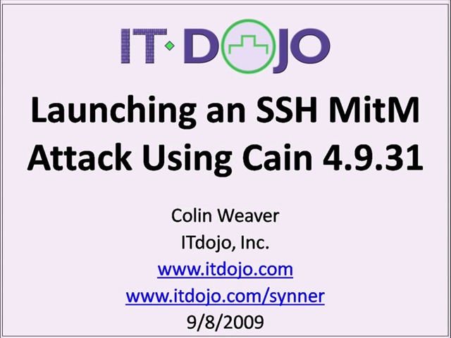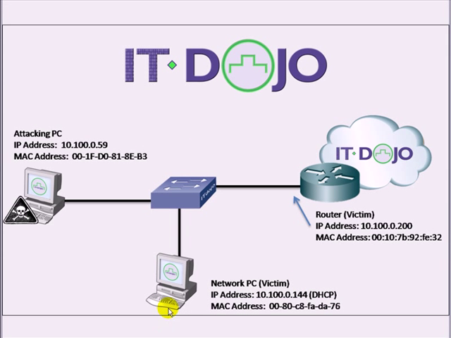The network that I'm going to use to show you how to do this is a pretty simple and straightforward one, where I've got a victim PC connected to a switch network that has a Cisco router on it, and also connected to the network is my attacking station that's going to be running Cain.